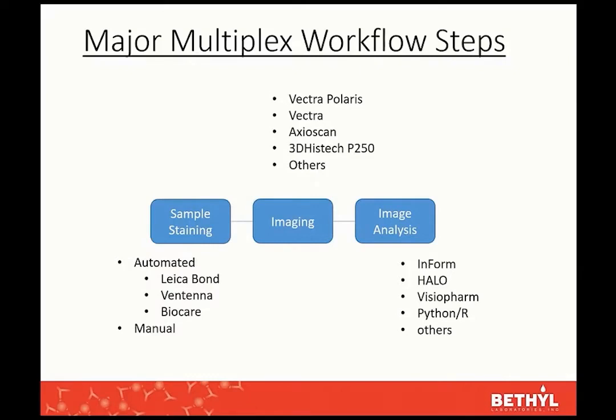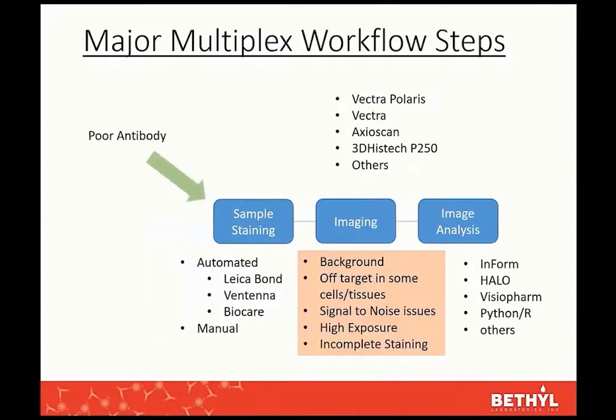However, you must get the sample staining correct, because if you have good sample staining and a good panel using validated antibodies, it makes the imaging and the image analysis much easier. In contrast, if you start out with a poor antibody, you're going to have background issues, off-target issues, high exposure, and all those things you'll try to compensate for with your imaging by adjusting exposure times, trying to get the best balance of signal, and you'll try to make image analysis adjustments, which complicates your workflow process.